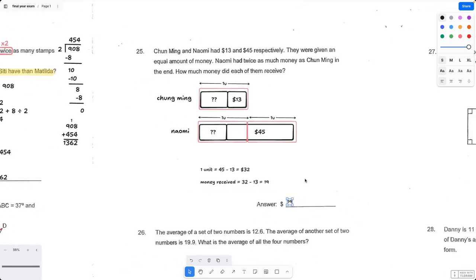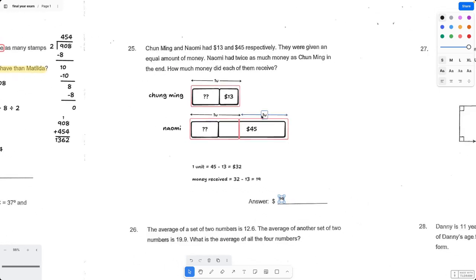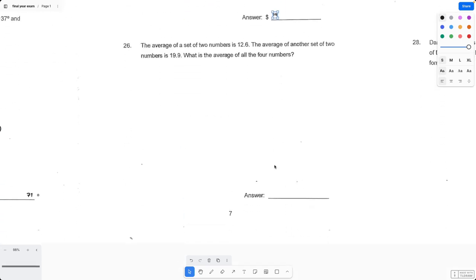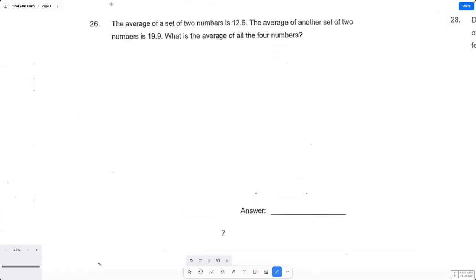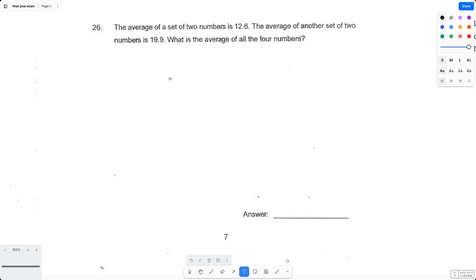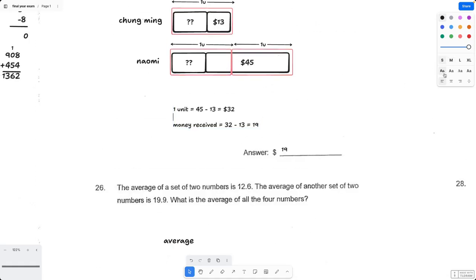That's it. Okay, let's move on to the next question, question 26. The average of a set of two numbers is 12.6. The average of another set of two numbers is 19.9. What is the average of the four numbers? Okay, so in this case, we have the average. Oh, this is small, sorry. That's why it's a little bit small here.